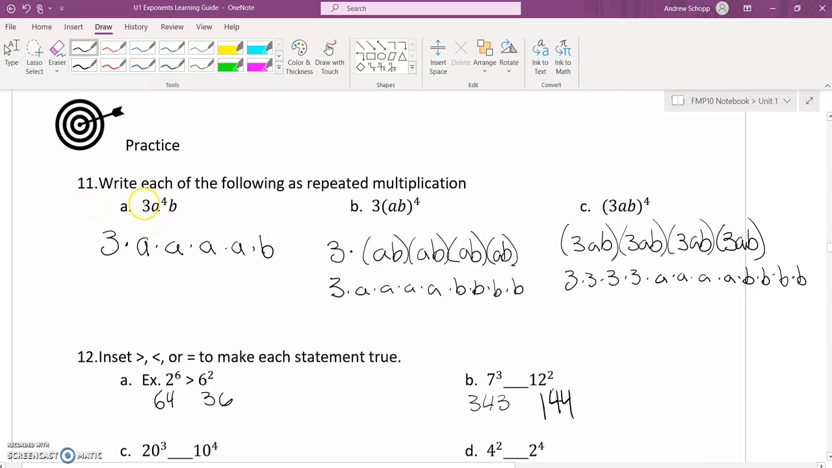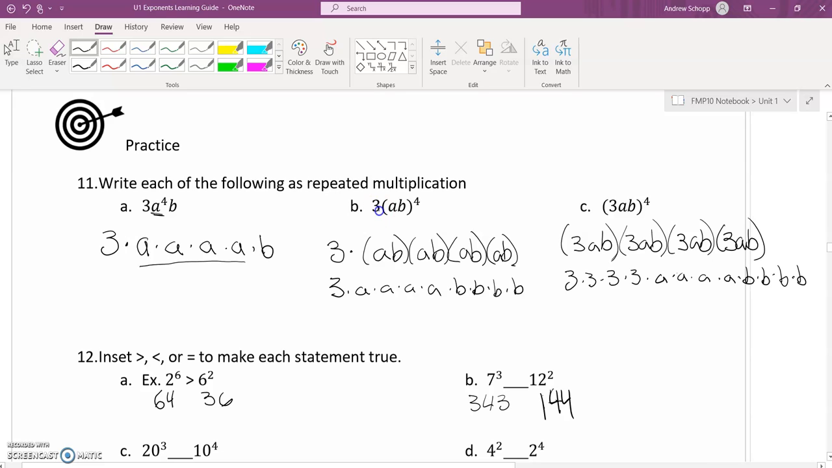You can see we have a coefficient of 3 multiplying by a to the power of 4, and that is multiplying by b. So the base of this exponent here is just a. So we have 3 times a, and times b. So just wrote out a to the power of 4 in expanded form, or using repeated multiplication.